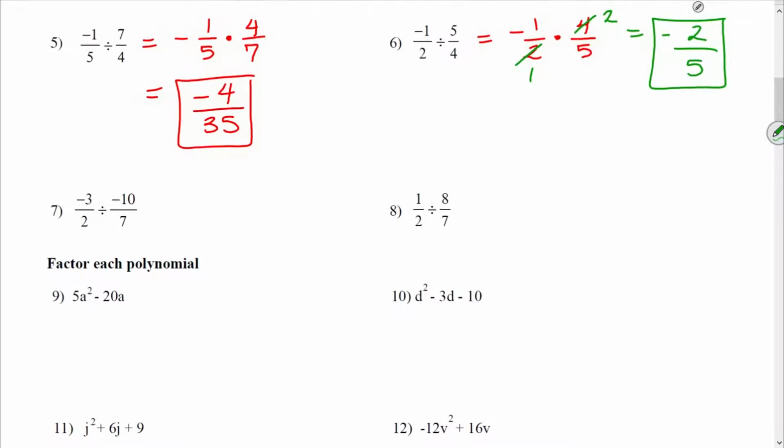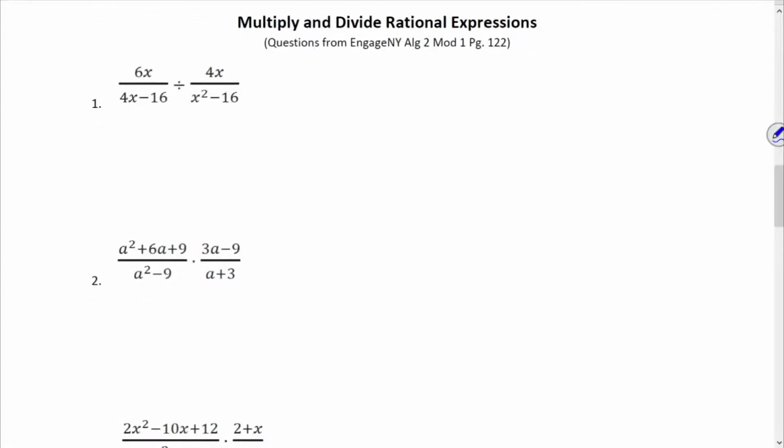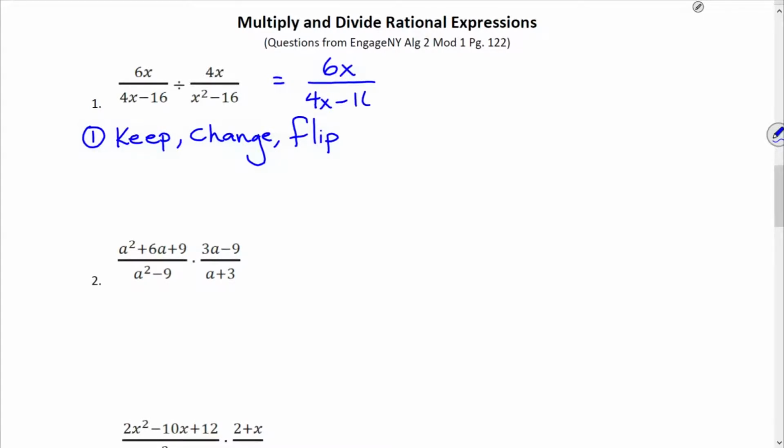Let's look at some of those where we're dividing rational expressions. We'll start here with number 1. And the first thing that I'm going to do is keep, change, flip, and multiply by the reciprocal. Okay, and so I'll rewrite this as 6x divided by 4x minus 16 times, so I'll change the sign from division to multiplication, and I'll flip over the fraction as x squared minus 16 divided by 4x. Okay, so instead of dividing, I'll multiply by the reciprocal.